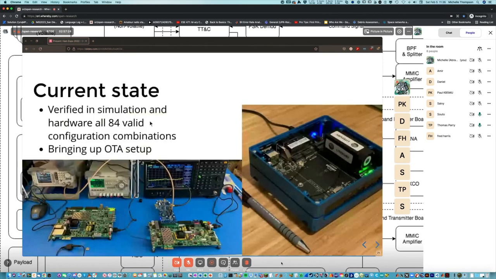Currently we have verified in simulation and hardware all 84 valid configuration combinations, and we're bringing up the over-the-air setup. And by the way, Michelle and Paul are doing most of the work here. I wish I had more time to help. The image on the right is my local setup.